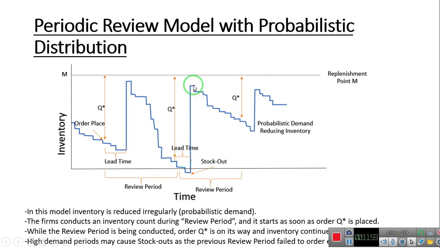That's where you're aiming for, but it's not going to hit it because you are consuming some of it while you're waiting for the new inventory. Notice the moment a review period ends, another one starts. And sometimes you're going to have stock out periods. It's possible. And then other times you're not.